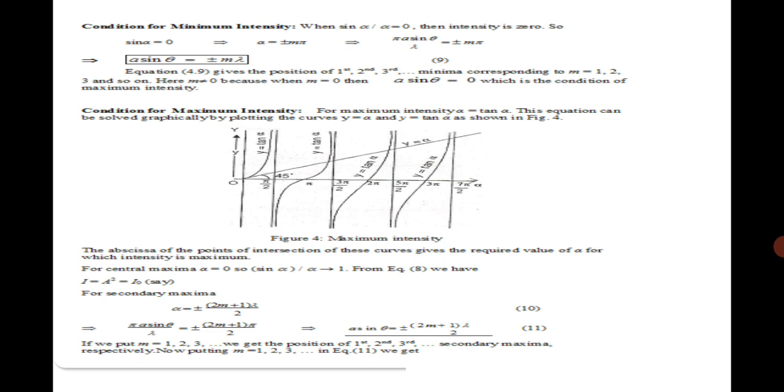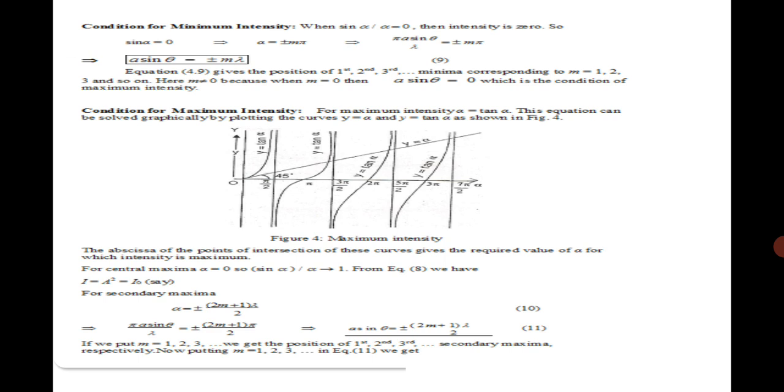So condition for maximum intensity: for maximum intensity alpha is equal to tan alpha. This equation can be solved graphically by plotting the curves y is equal to alpha and y is equal to tan alpha, as shown in figure. The abscissa of the points of intersection of these curves gives the required value of alpha, for which intensity is maximum. For central maximum, alpha is equal to 0. So from equation 8 we have I is equal to a square, or simply I naught, say.